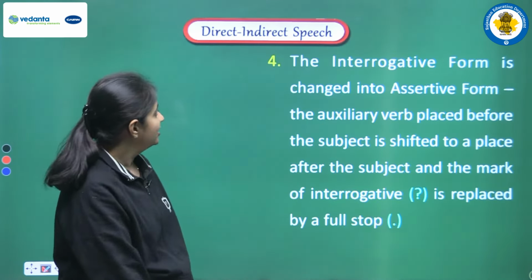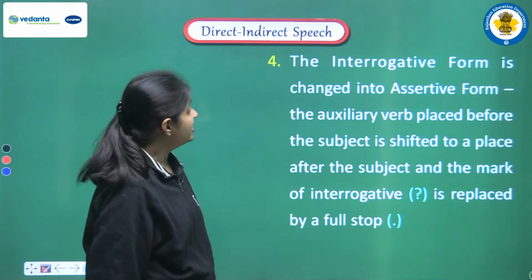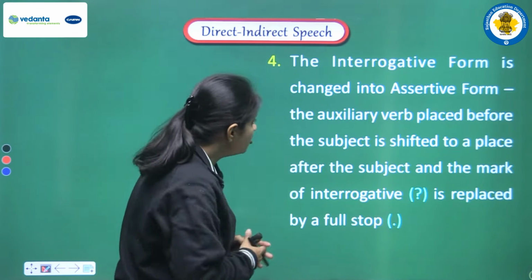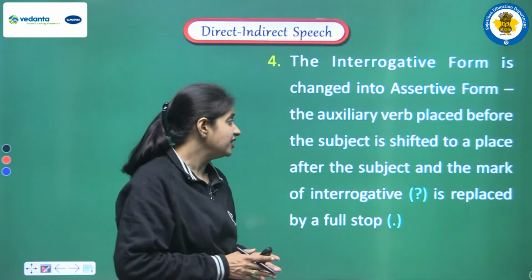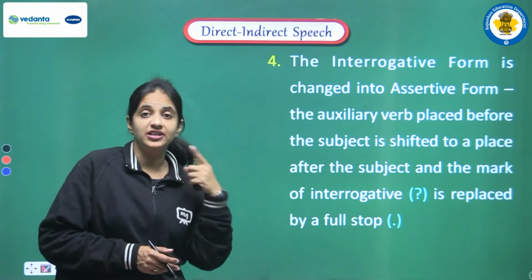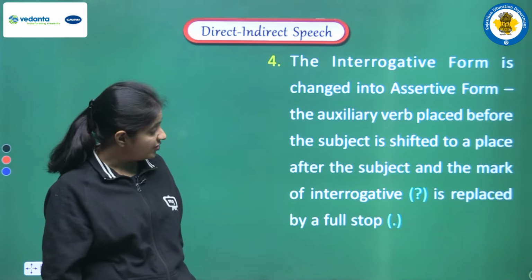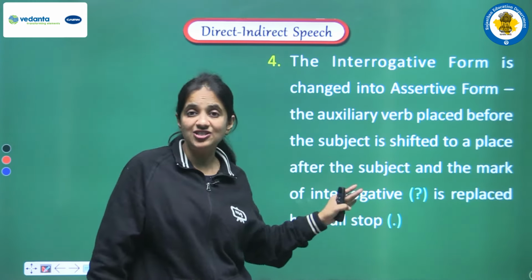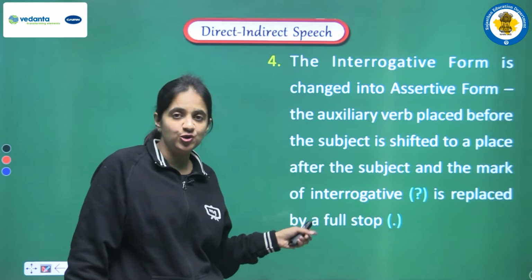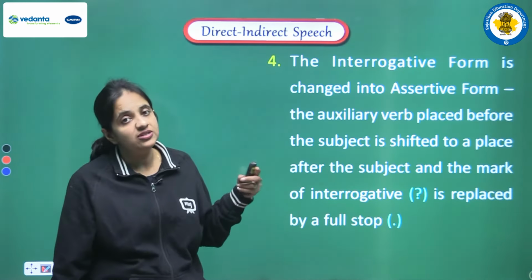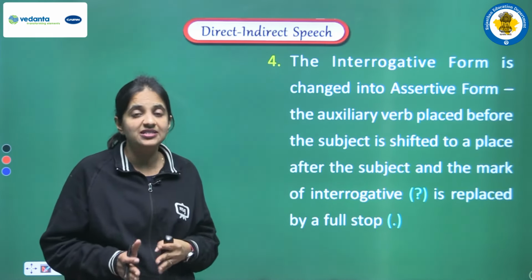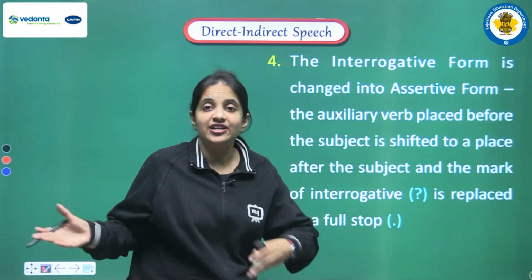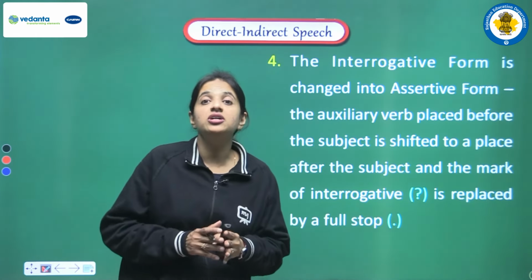Okay. Next rule, let's see. The interrogative form is changed into assertive form. The auxiliary verb placed before the subject is shifted to a place after the subject, and the mark of interrogative, that is the question mark, is replaced by a full stop. So yes, we have discussed this rule earlier also. We have seen this rule in the examples that we have discussed. So according to this rule, the structure of the sentence is also converted.